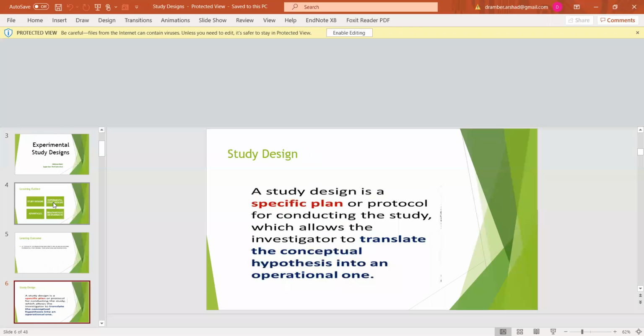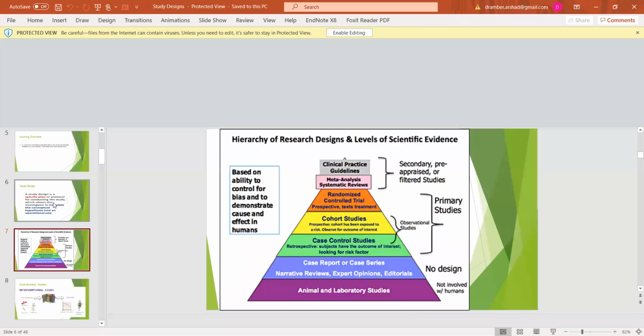Study design. A study design is a scientific plan or protocol for conducting the study which allows the investigator to translate the conceptual hypothesis into the operational one.